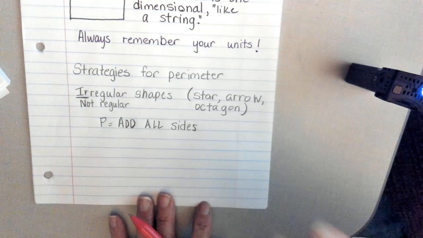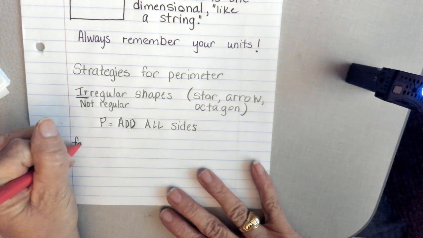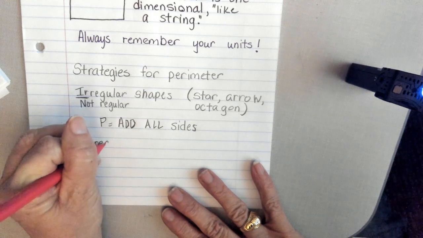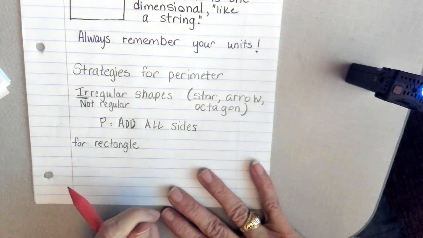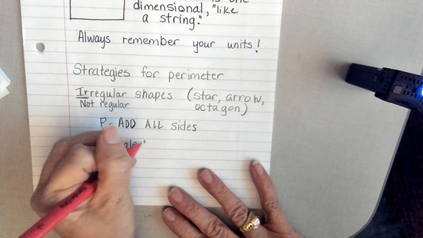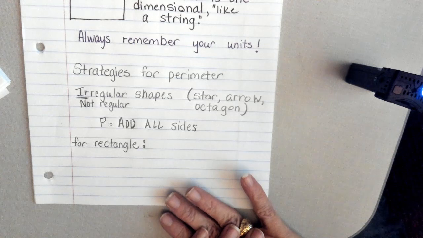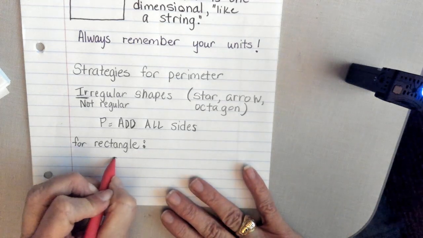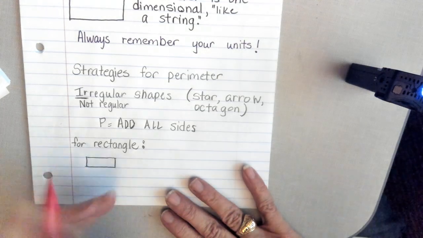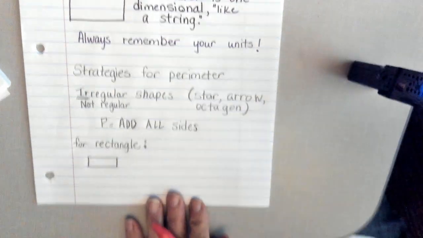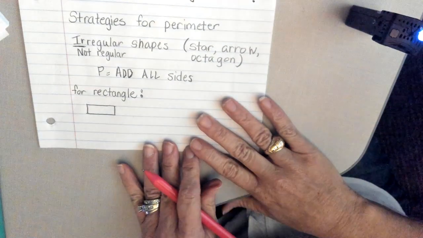But sometimes we have regular shapes like a rectangle. And for a rectangle, we're going to have a formula. Formula. Ooh, that sounds so middle school. Nah, it sounds like a baby formula. So I want you to draw a rectangle in your notes, just like that. And I'll move my camera up so that you guys can see a little bit better.